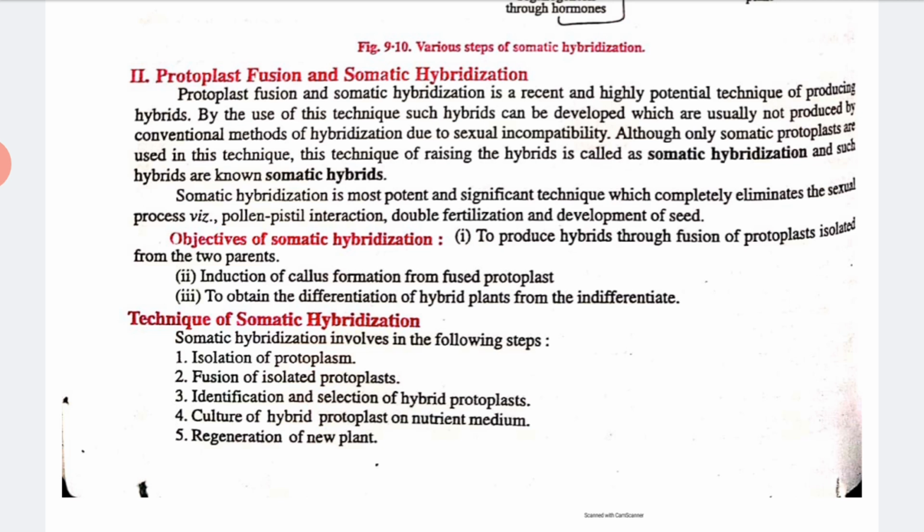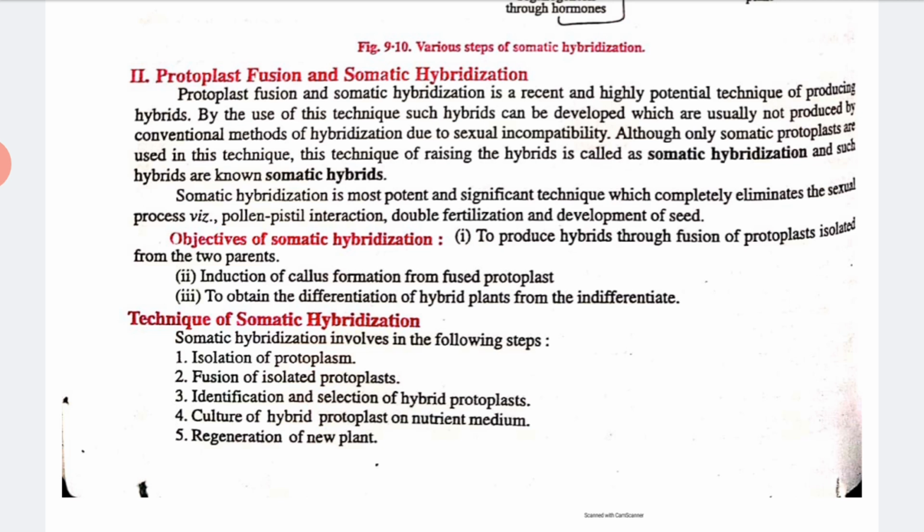So only somatic protoplasts are used in this technique, and this technique of raising the hybrid is called somatic hybridization. Meaning in this technique, the raising of the hybrid is known as somatic hybridization. And whatever hybrid we take is known as somatic hybrids.